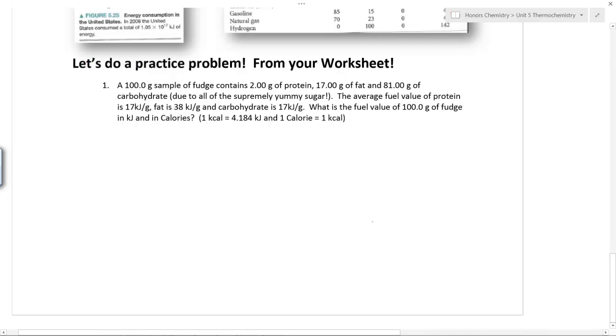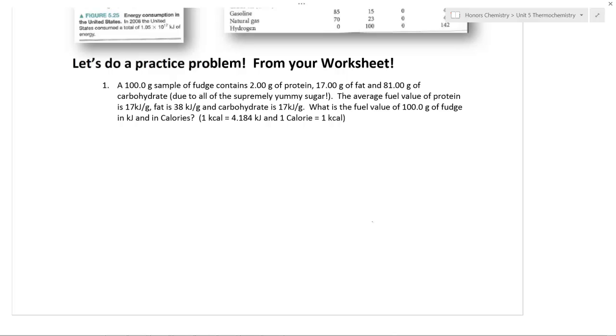All right, so here we go with that example. As you can read along with me, it says a 100 gram sample of fudge contains 2 grams of protein, 17 grams of fat, and 81 grams of carbohydrates due to all the supremely yummy sugar. The average fuel value of protein is 17 kilojoules per gram, fat is 38 kilojoules per gram, and carbohydrates is 17 kilojoules per gram. What is the fuel value of 100 grams of fudge in kilojoules and in calories? And then it gives you the conversions for calories and kilocalories and so forth.